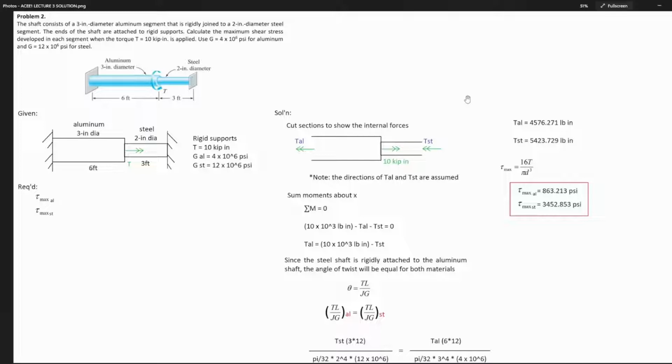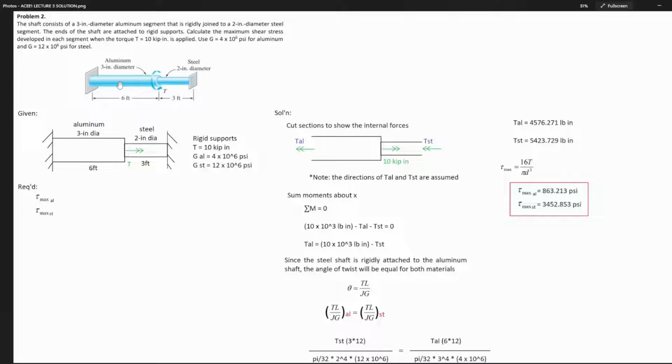Use G equal to 4 times 10 raised to 6 psi for aluminum and 12 times 10 raised to 6 psi for steel. Ayan. Kanina guys, iisa lang yung material. Diba? Steel lang. Ngayon, dalawa na. Meron ng steel, meron pang aluminum. And this time, naka-fixed yung ends ng ating shafts. Okay? Tapos, sabi, rigidly joined si steel kay aluminum. Alright? So, yun yung sabi sa problem.